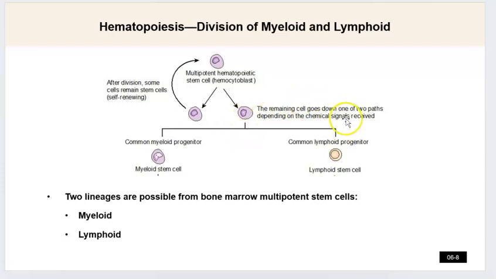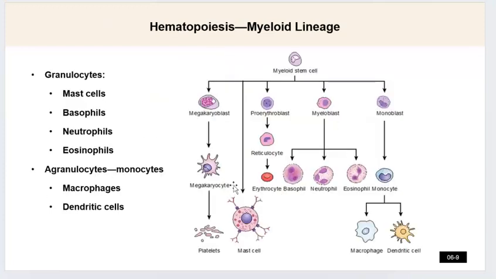So it's either going to go down the lymphoid pathway or the myeloid pathway. If it goes down the lymphoid pathway, then you could get a lymphoid stem cell. If it goes down the myeloid pathway, you get a myeloid stem cell. Okay? So we have different types of our stem cells. Okay, so then we can take that into the next step further.